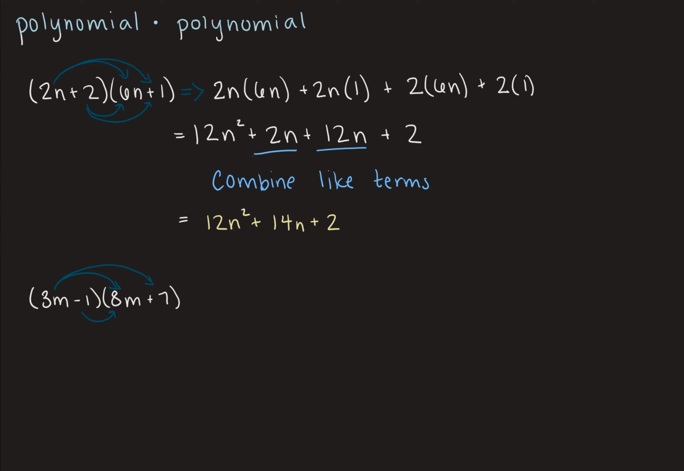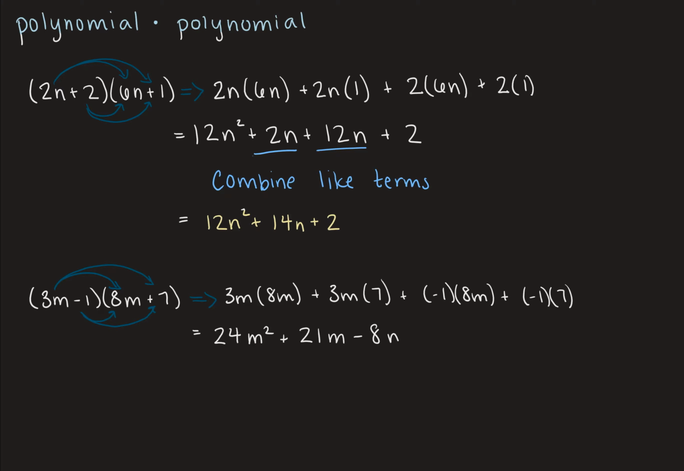We're going to distribute every term in the first polynomial to every term in the second polynomial. So we have 3m times 8m plus 3m times 7 plus negative 1 times 8m plus negative 1 times 7. Multiplying that out gives us 24m squared plus 21m minus 8m minus 7. We combine our like terms, and we get 24m squared plus 13m minus 7.